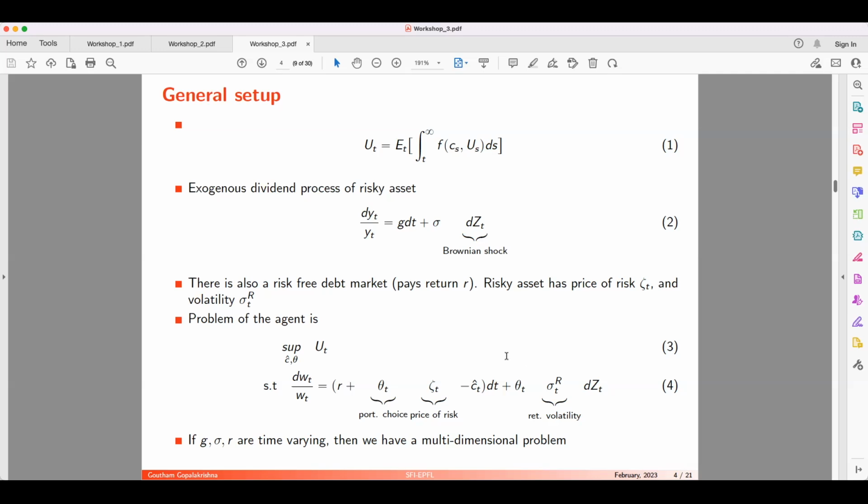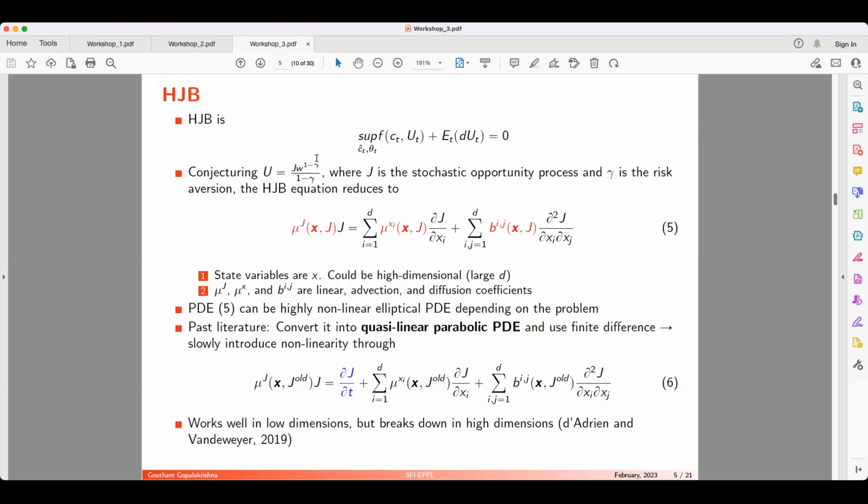Now imagine in this case that if sigma and G as well as R are time varying, then we suddenly have a multi-dimensional problem. How do we solve this problem? This is formulated in continuous time. So you write down the optimization problem, the HJB equation, and that is nothing but the maximum of the utility function here, which is this aggregator, plus the expected increment of the lifetime utility.